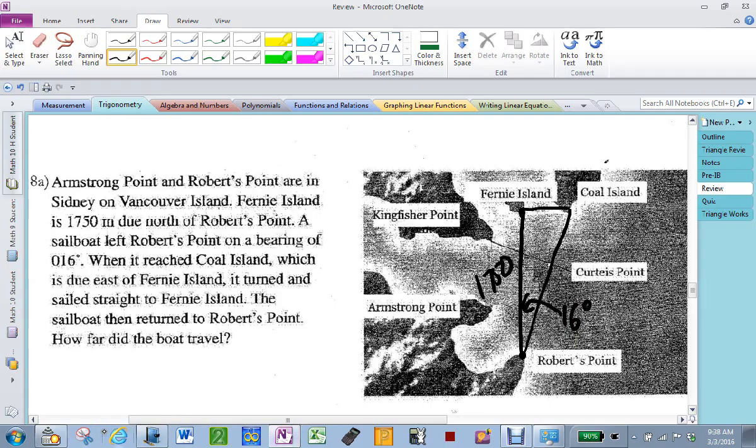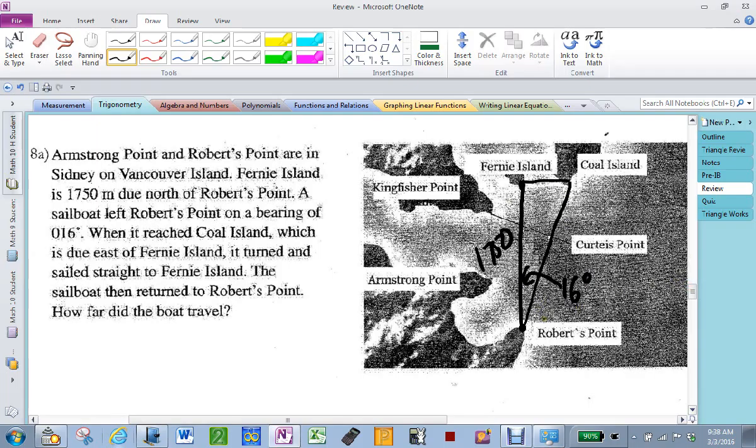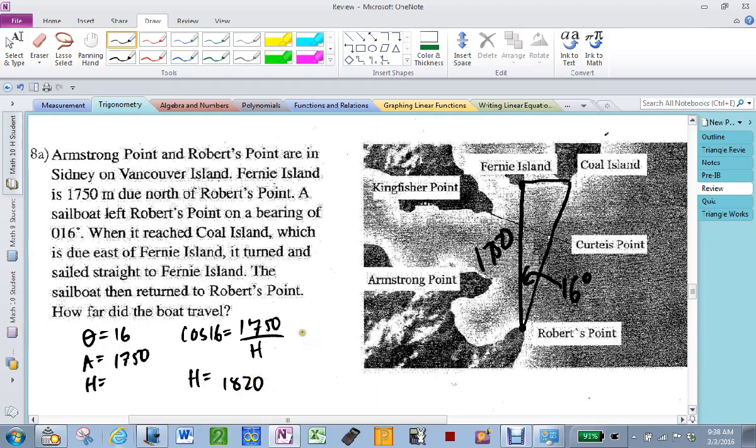I want to know the total distance. So I need all three sides, don't I? I already have one of them. So my theta is 16. How do I get my hypotenuse? I have an adjacent of 1750, and I need my h. So it's cos 16 equals 1750 over h. Then I divide, and my h is 1820. Cool.